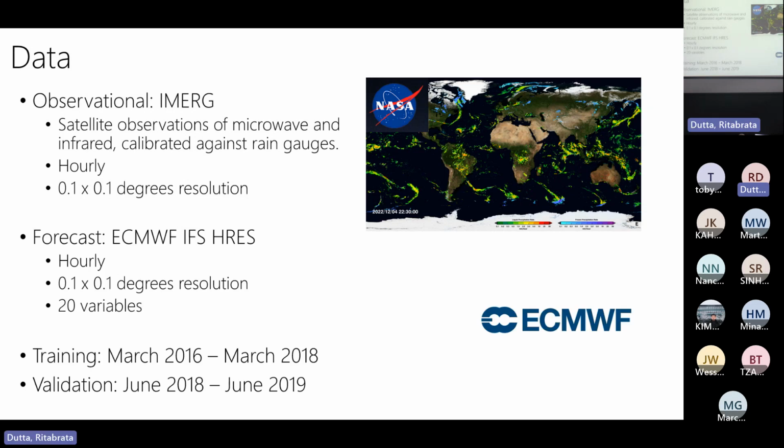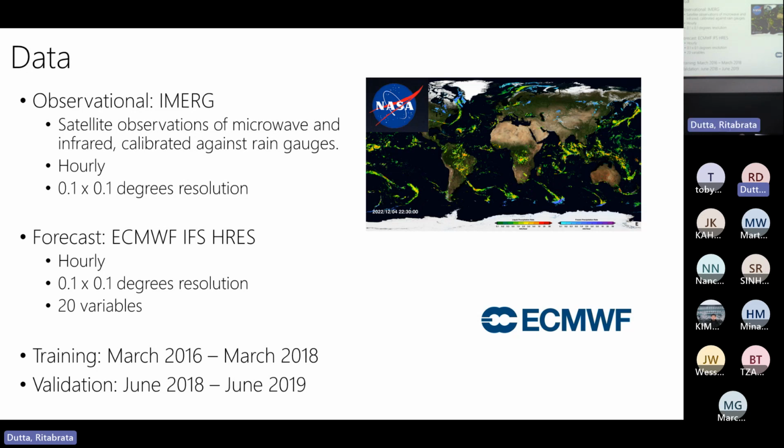The forecast we're taking in is the ECMWF IFS HRES, which tends to be one of the best performing in this region. Also hourly, regridded to 0.1 degrees resolution, and we're using 20 input forecast variables, including rainfall, but also things like convective available potential energy, convective precipitation, humidity, and temperatures.